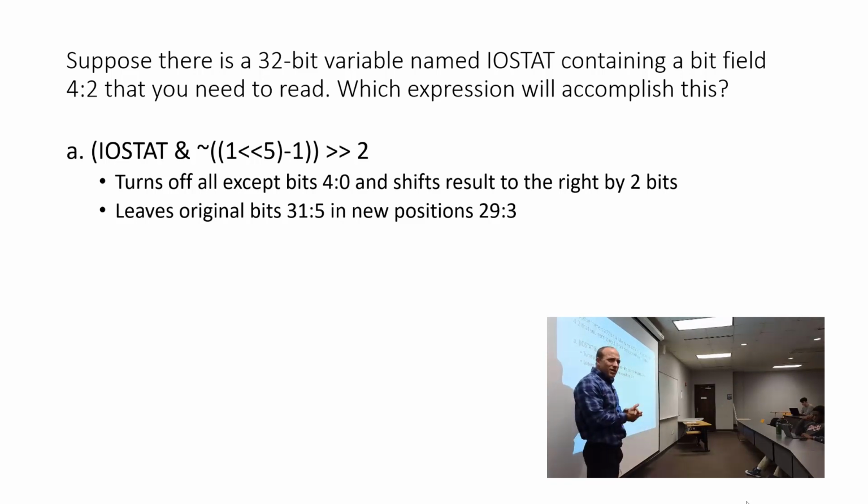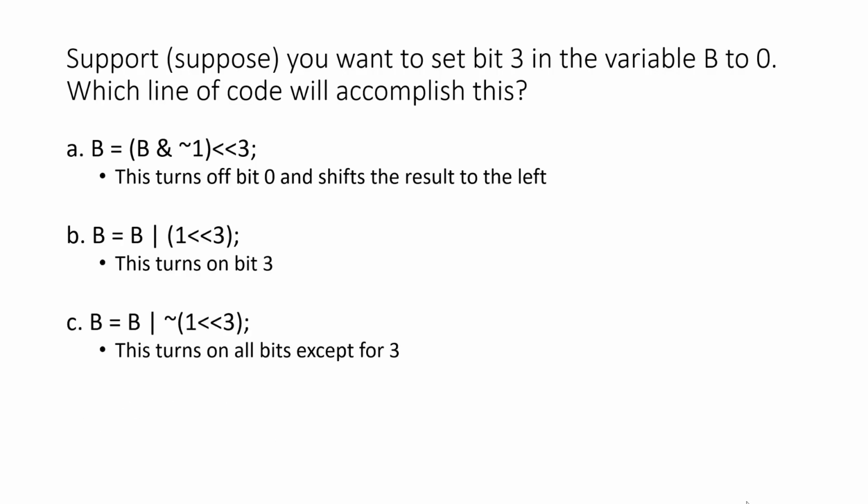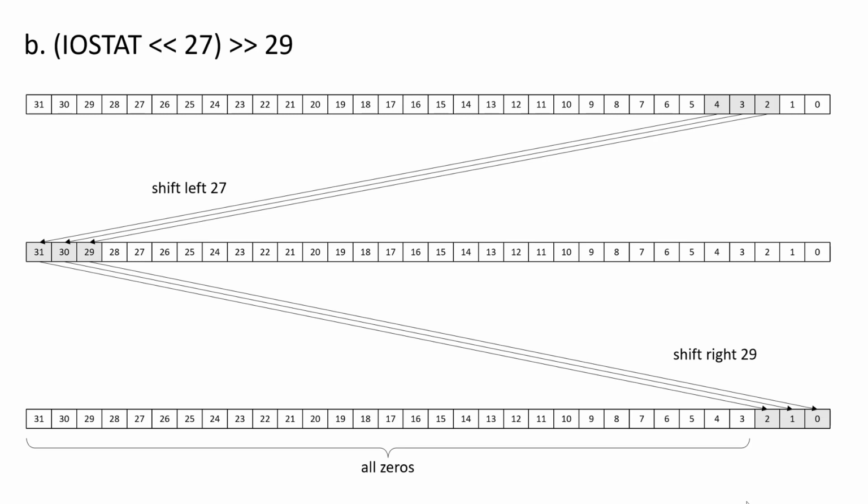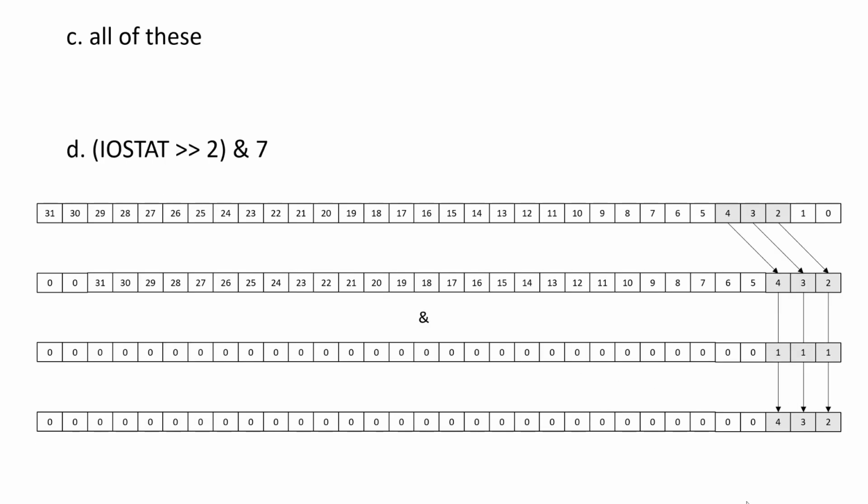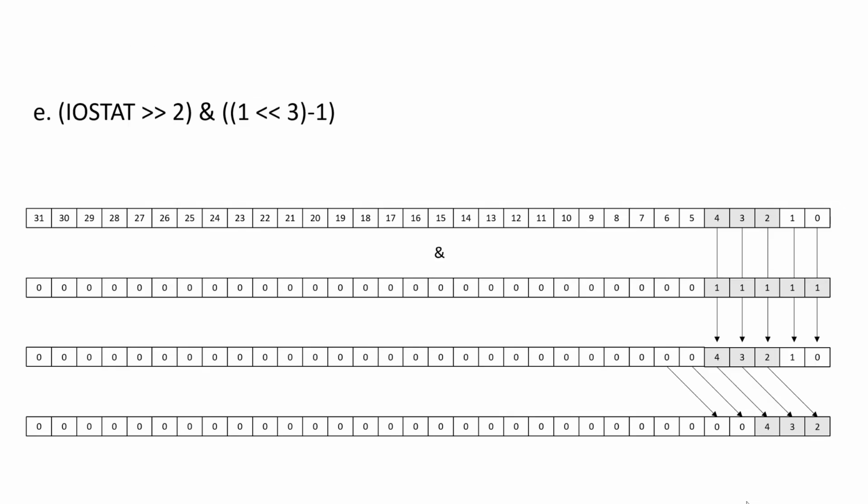Does that make sense? You guys follow that? So the point is that they all do the same thing, except for the possible exception of this one. This is not as good of an answer, I don't think. But that one works, and that one works. So yeah, technically they all work to give you that field. So the point is that there's multiple ways to extract bit fields.